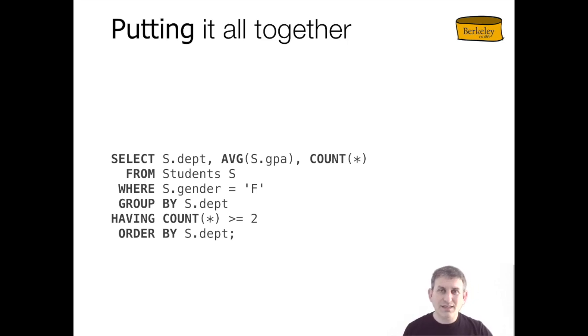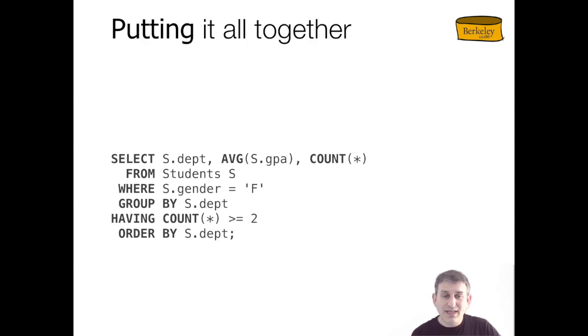So let's read this kind of inside out. I like to start with the from clause. That's the table we're querying. In this case, it's the students table. And from the students table, let's look at the where clause. We're only going to look at students where s.gender equals F, female students.